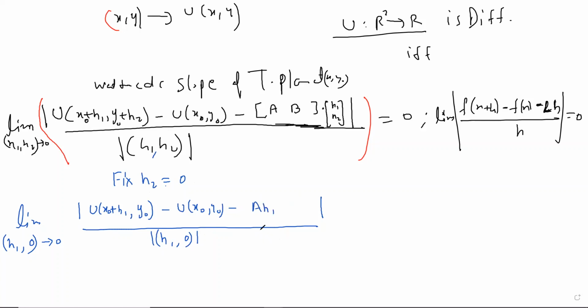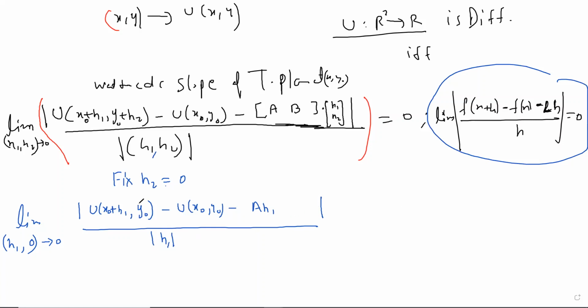So what is this quantity? This is just h1, mod h1. This also becomes mod h1, to be very, very clear. Now what is that A now? Now we know from the real case, if you fix y naught, this is a function in one variable. y naught is not playing any part here.